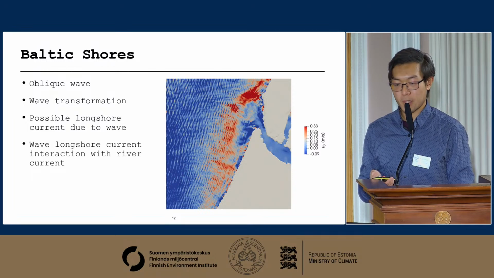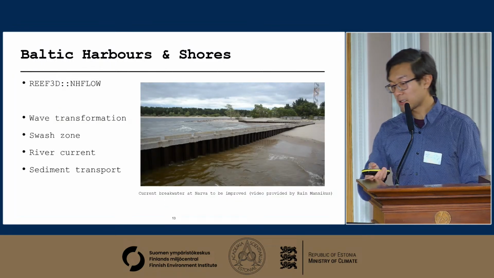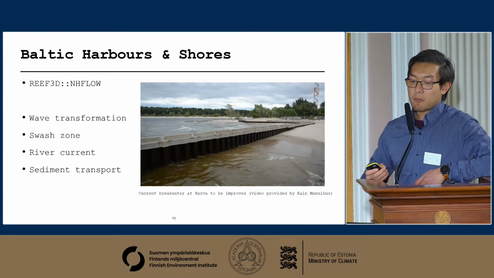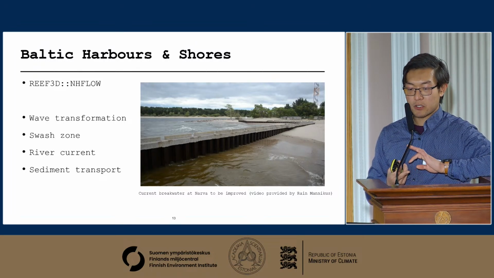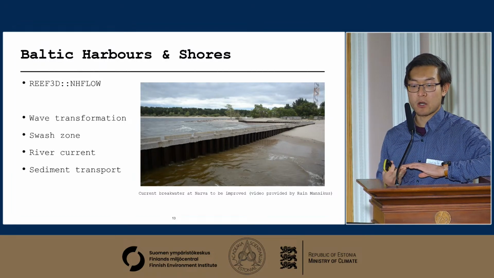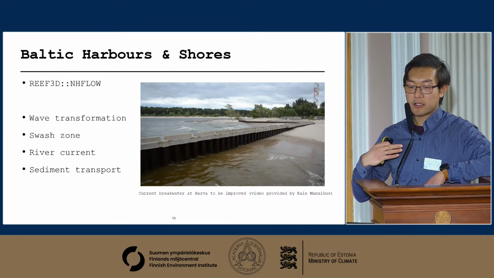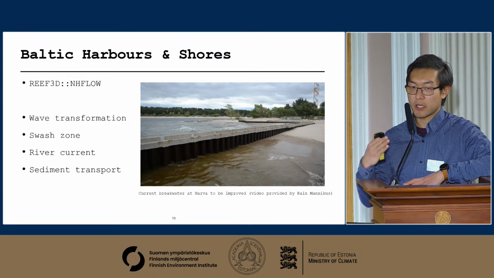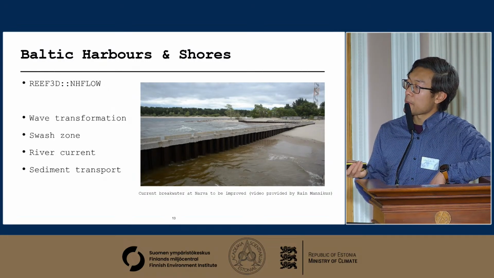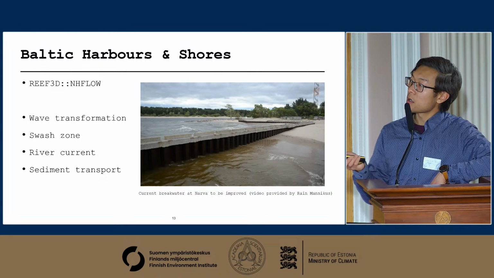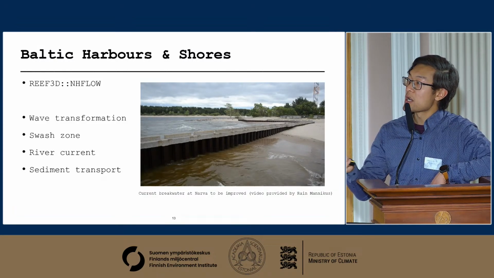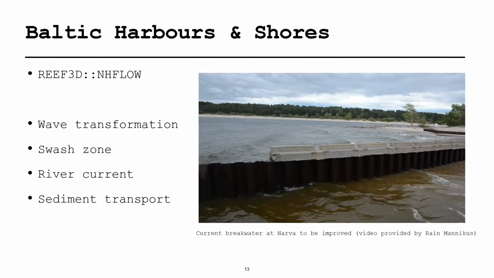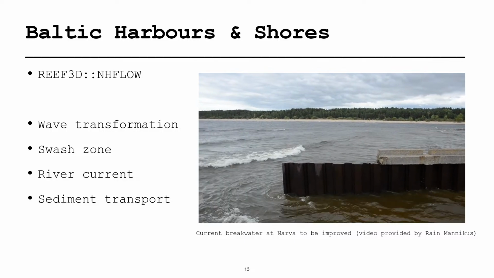wave-driven longshore currents along the Baltic region. And last, about time, a quick summary, why we have NH flow, because it can have all the wave transformations from deep to shallow water, it can represent swash zone, and in future what we are going to implement is also river currents and sediment transport, including turbulence. So this is also the Narva river mouth into the Baltic Sea, and that's the current day status. And I think they do have the plan to build a new breakwater, so you can have a look at the video. Credit to our Estonian partner Rein Monicus.